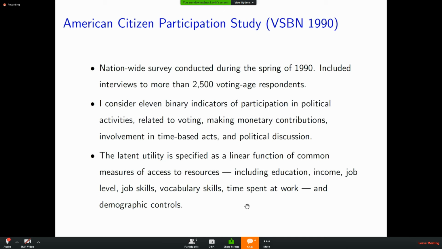and also amount of time spent at work, with the expectation that people who spend more time at work will have less time that they can dedicate to participating in political activities. And I also include a few demographic controls, including age, marital status, gender, and an indicator of non-white race.